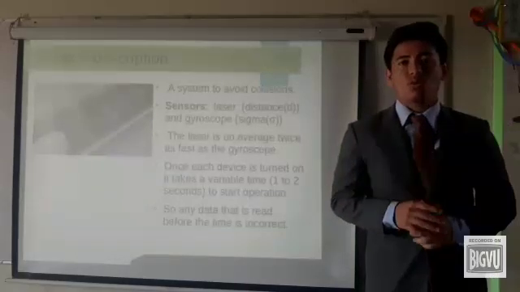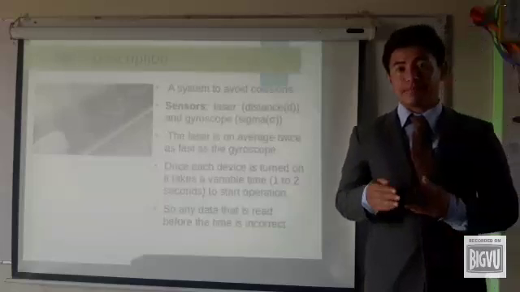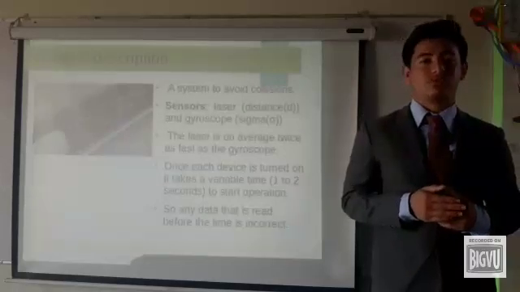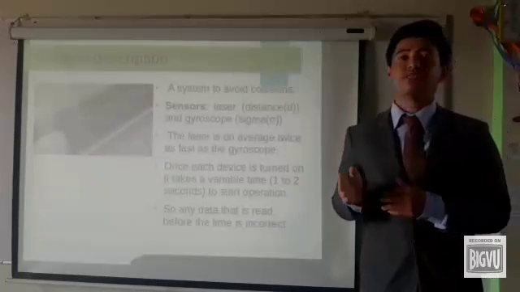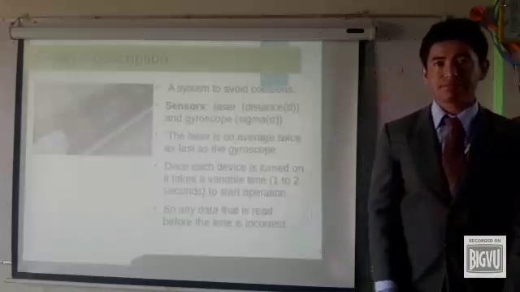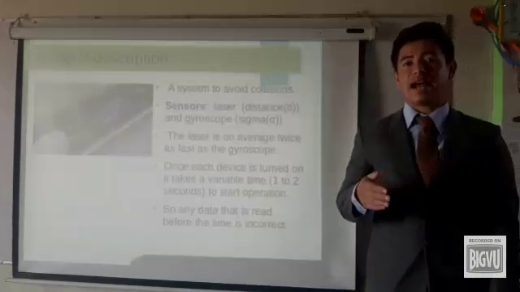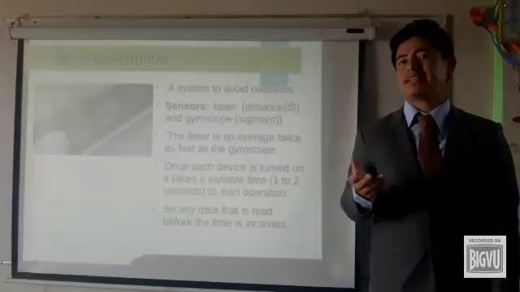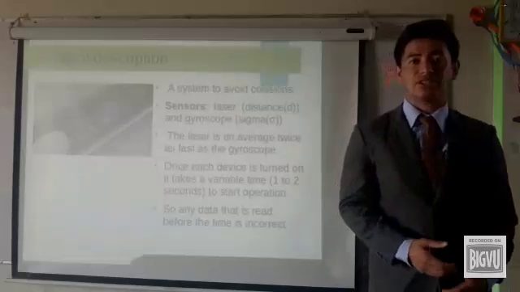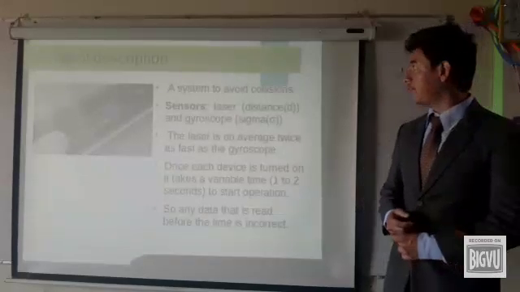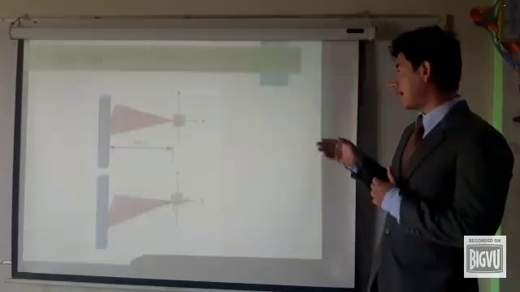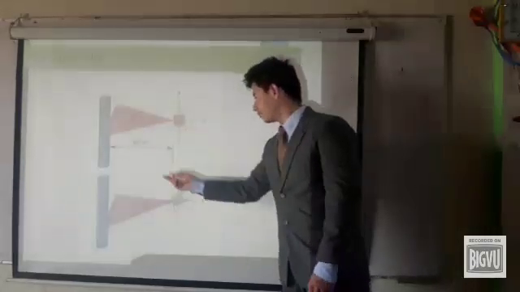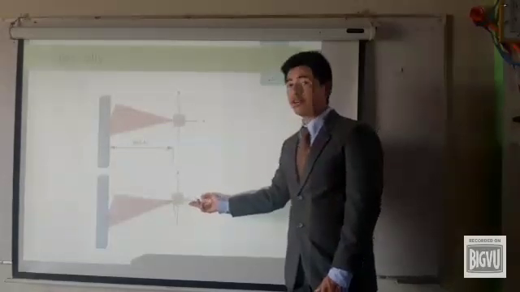on the x-axis. When each device is turned on, it takes a variable time of 1 or 2 seconds to start operation. So any data that is read before that time is incorrect. The frequency at which data are sent by the laser and the gyroscope is different. The laser is sampled twice as fast as the gyroscope. Graphically, it's like this: this is a car, this is a laser sensor, and this is a gyroscope.